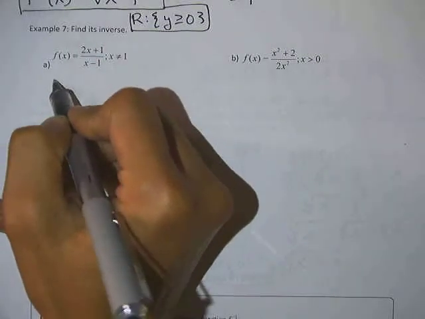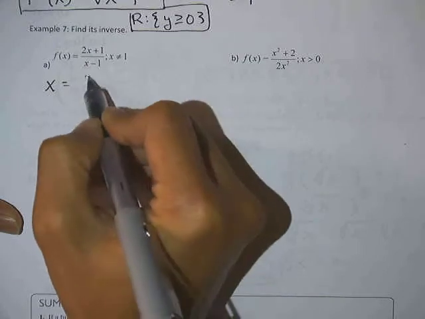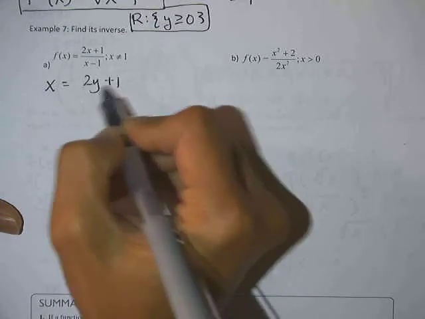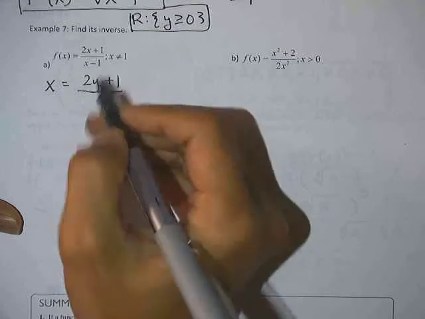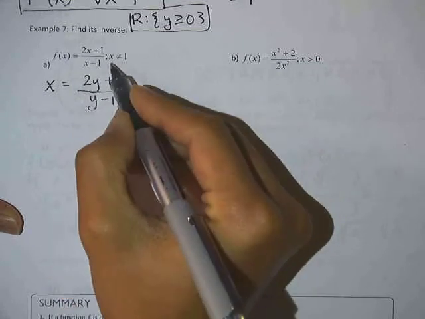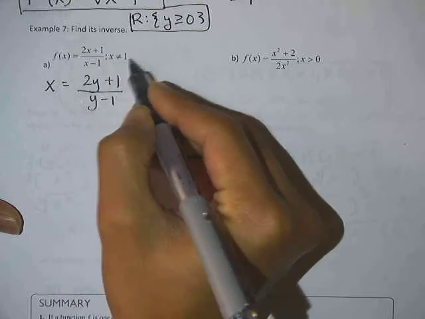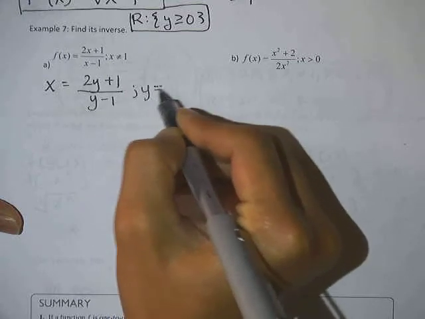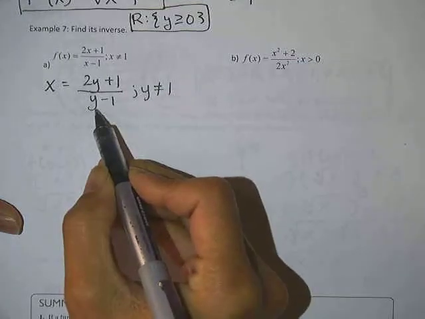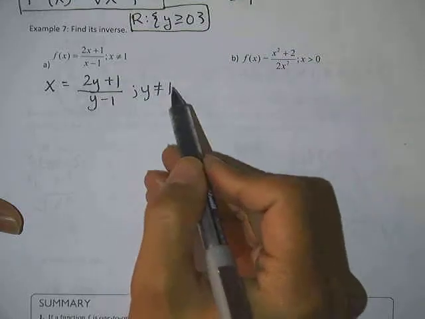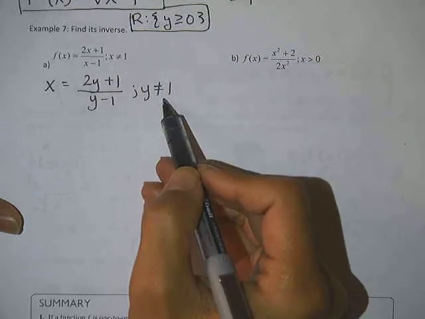Okay, so x equals, this is 2x, so it becomes 2y plus 1 all over this is x minus 1, so it becomes y minus 1. This one says x can never ever be 1, so now we have to say y can never ever be 1 now that we've switched. This is going to end up being your horizontal asymptote later.